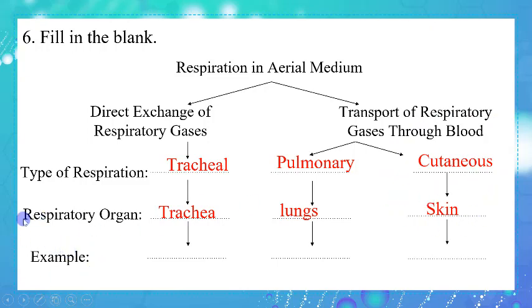Okay, let's give an example for each type. Which organism respires using tracheal respiration? Like grasshopper or insects. What about pulmonary respiration? Which organism respires using pulmonary respiration? We have many. One of them is a human. Which organism respires using cutaneous respiration, such as earthworm?